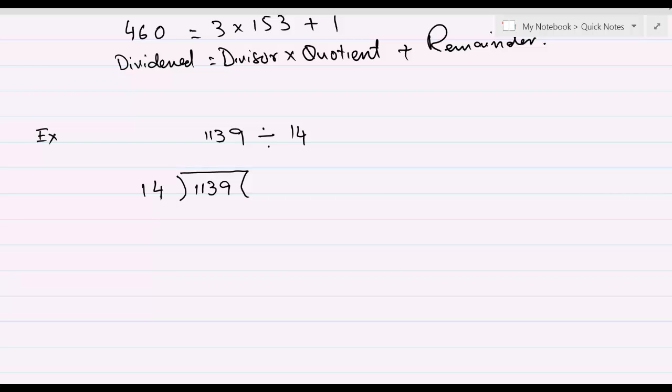And now we are going to read the table of 14. Here the inside number 1 is obviously smaller. 14 cannot go into 1, so we include the next number, which is 11. 14 is still bigger than 11, and 14 cannot go into 11 because the inside number 11 is smaller than 14. Therefore, we include the next number, then it becomes 113.